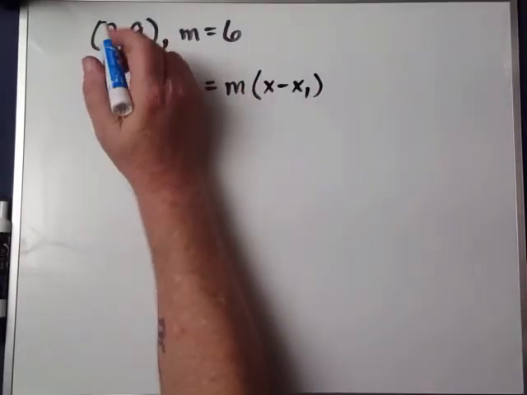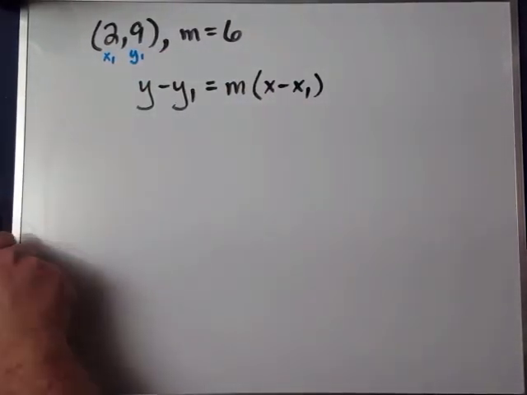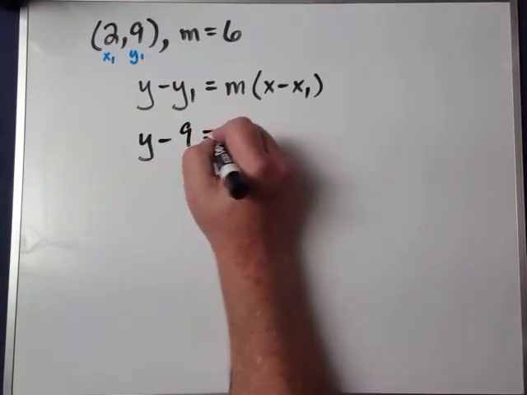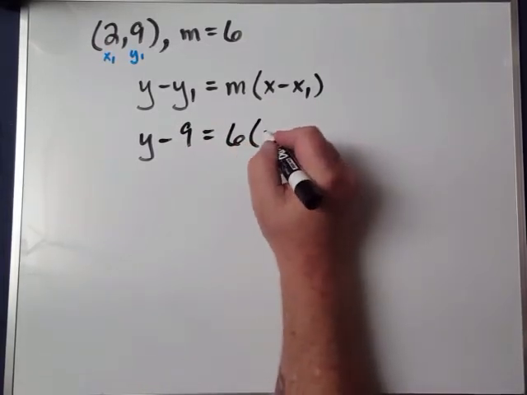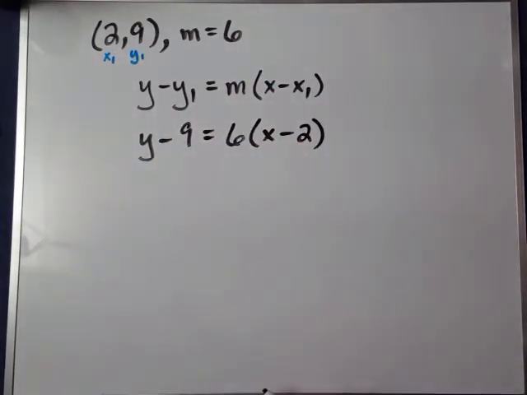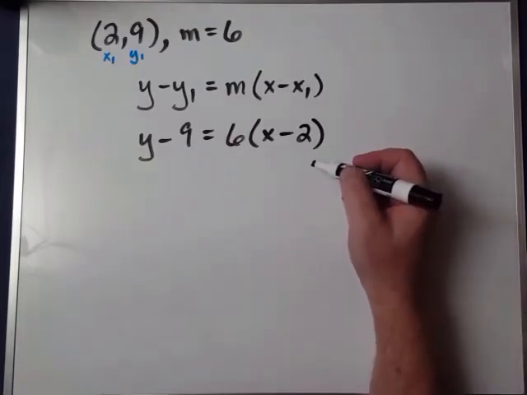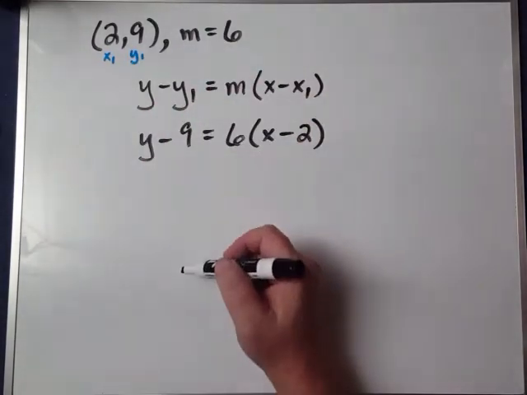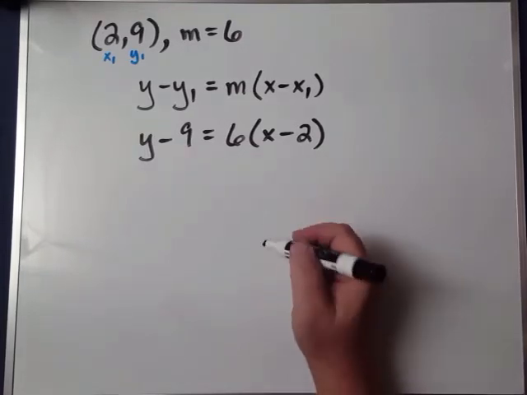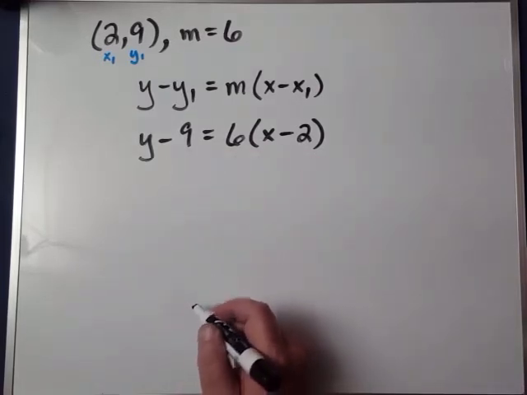Where x1, y1, those are the coordinates of the point that I'm given. m is the slope, and we plug in. y minus, my y coordinate is 9, equals the slope, m, which is 6, times the quantity x minus, and the x coordinate of my point is 2. Now at this moment, we have the equation of the line that passes through that point and has that slope. We have an equation for that line, but the instructions said, give your final answer in slope-intercept form. In other words, let's get this solved for y.